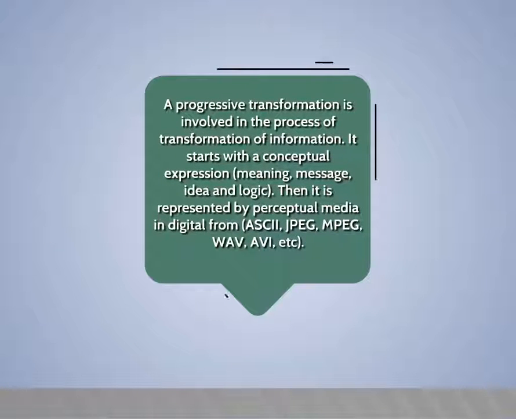A progressive transformation is involved in the process of transformation of information. It starts with the conceptual expression, that is meaning, message, idea and logic. Then it is represented by perceptual media in digital form, that is ASCII, JPEG, MPEG, WAV, AVI, etc.